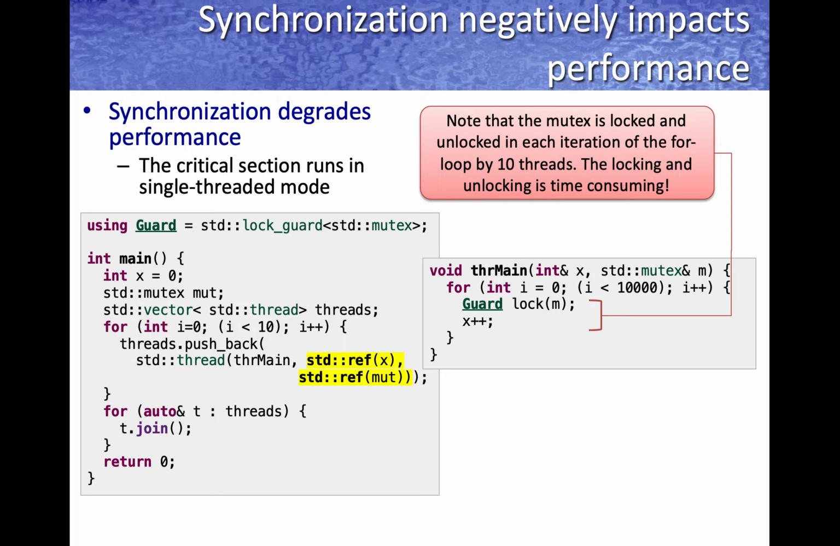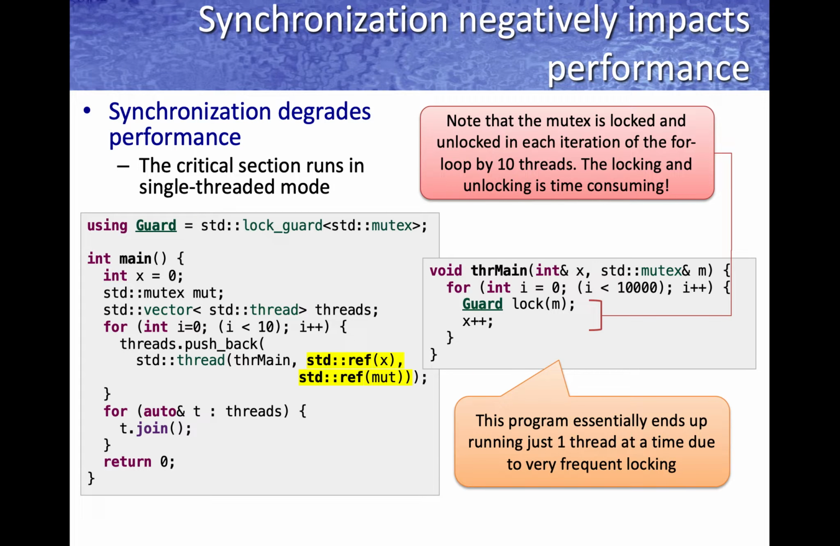So there are thousands of locks and unlocks happening, which can be very time consuming. And in this specific program, it essentially ends up running in single threaded mode because only one thread can ever go through the critical section at any given time, and most of the time is spent by threads waiting to get into the critical section by locking and unlocking the mutex.